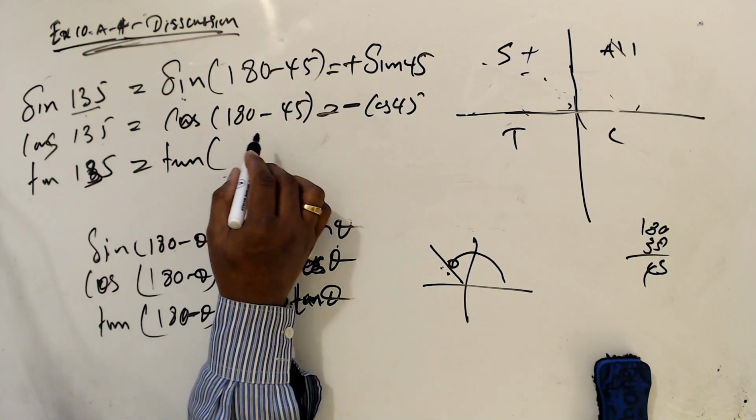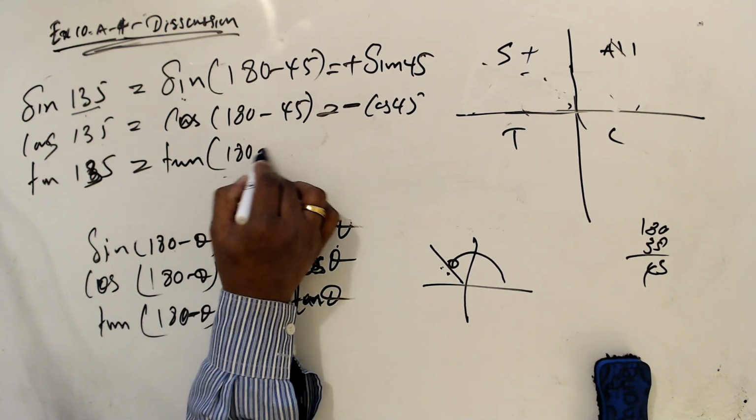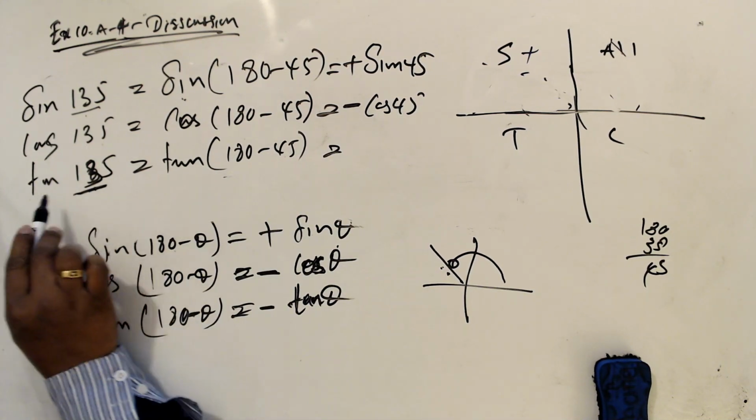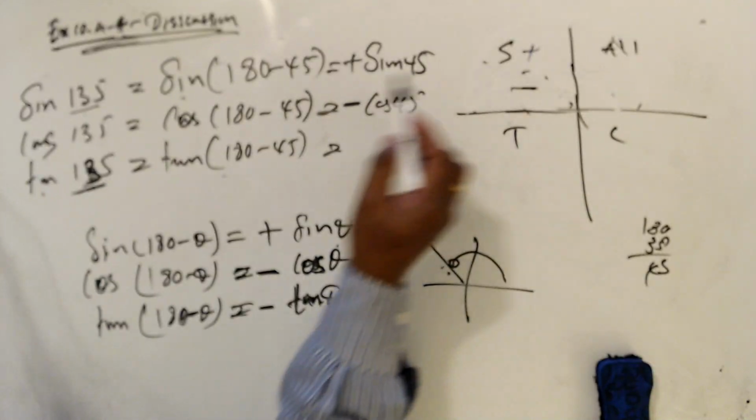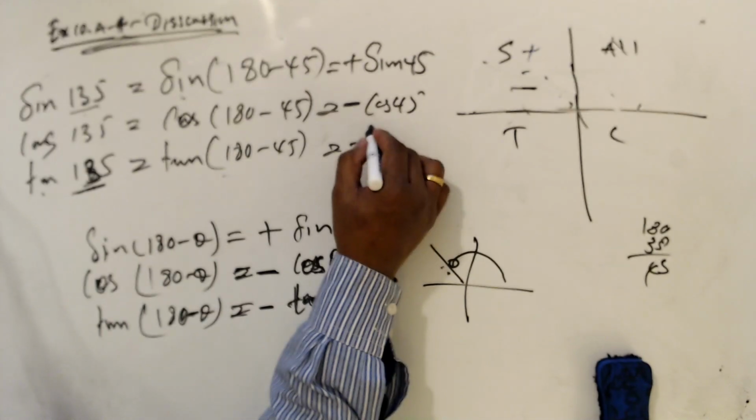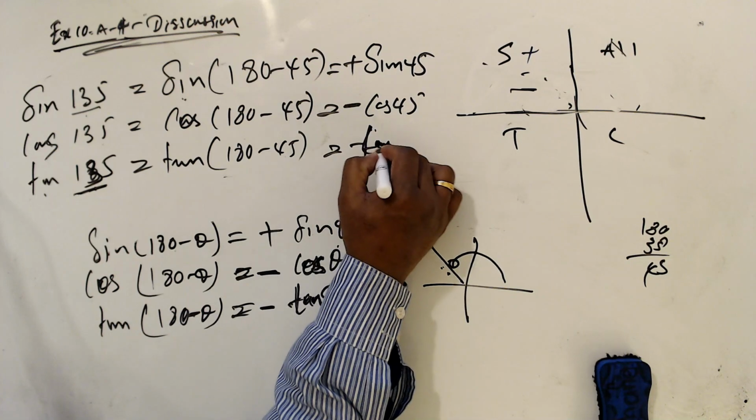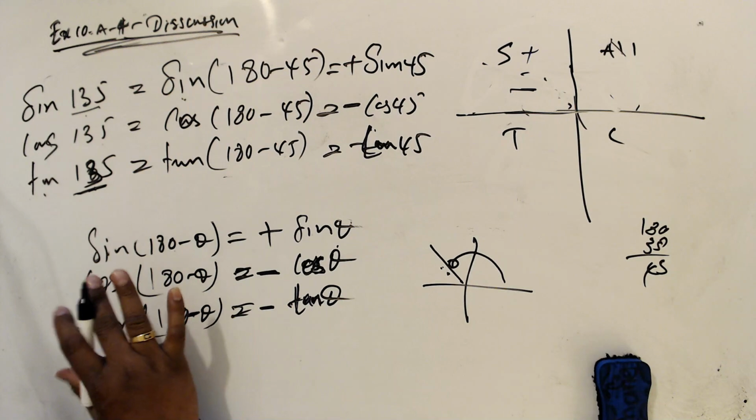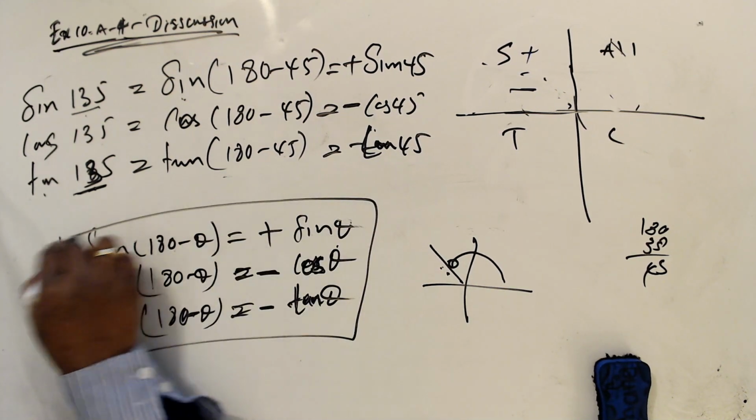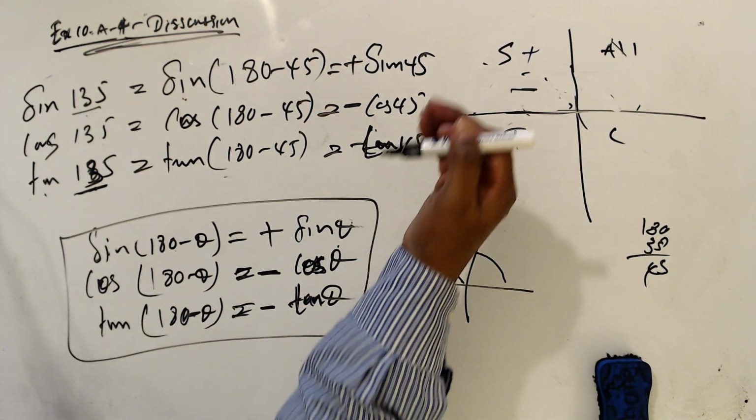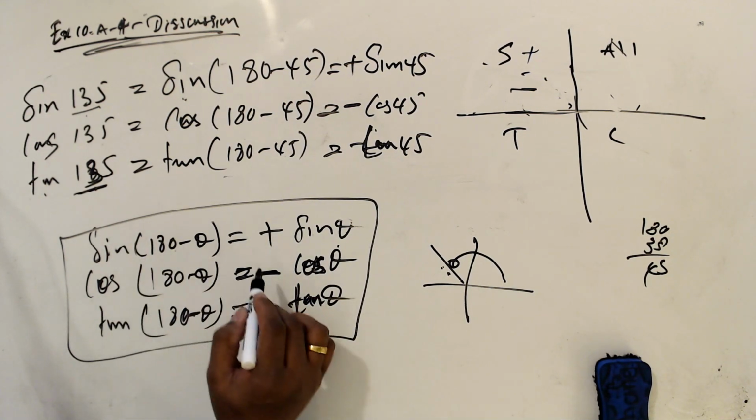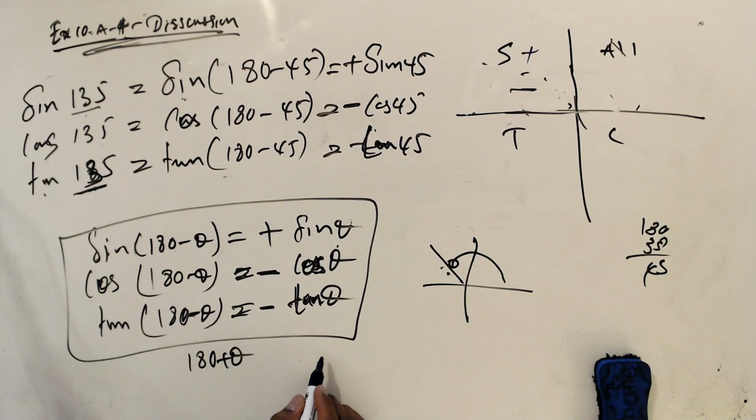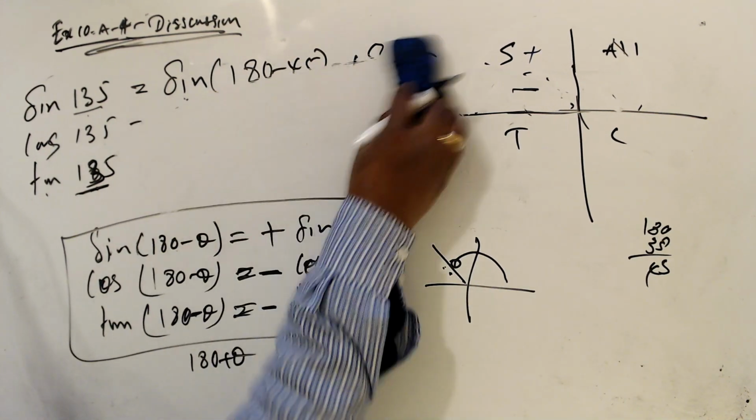Tan 180 minus 45. 135 is in the second quadrant, tan is negative. Then negative tan 45. So this is the use of this rule. This is 180 minus theta. Now we'll discuss 180 plus theta. Before that, we'll discuss another example.